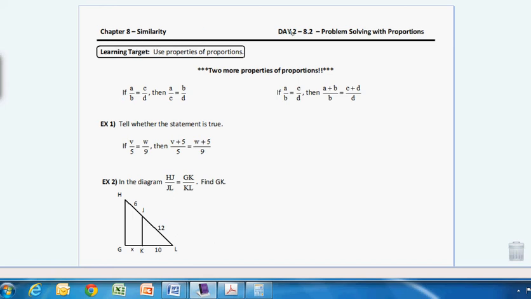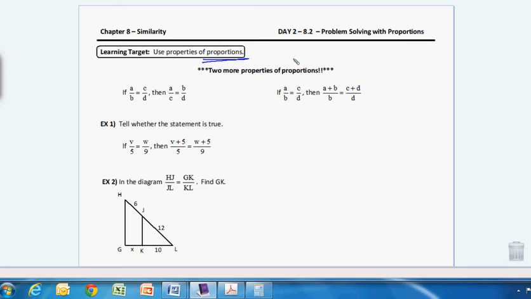We're going to get started with day 2, 8.2, which is problem solving with proportions. Remember that with proportions, we're setting up ratios that are equal to another ratio. A proportion is definitely an equation with an equal sign. Yesterday we looked at the cross product, where A times D is equal to C times B.